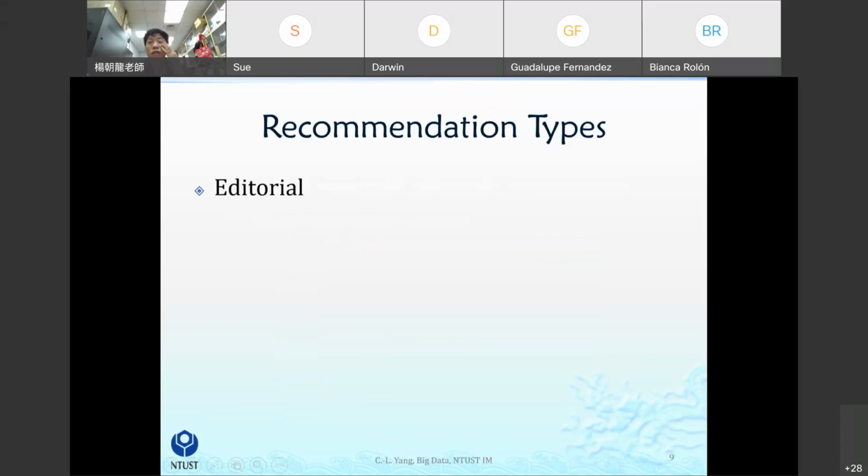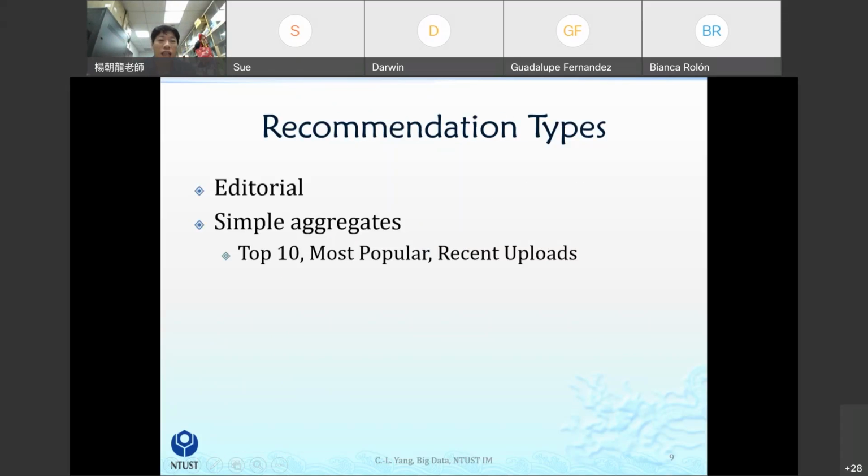So recommendation has several different types. Some is editorial. For example, as I mentioned a long time ago, Amazon actually had some people to review the books and provide comments about the books. But right now they use a different way: they let the customers review the books and give comments. That's our project one. And some recommendations are simple aggregates.